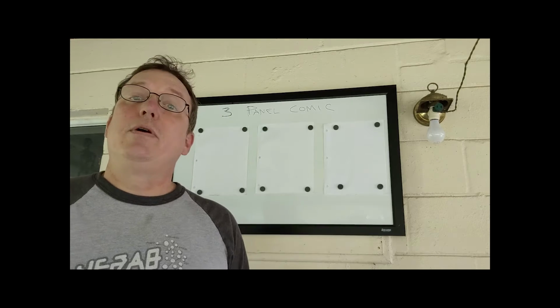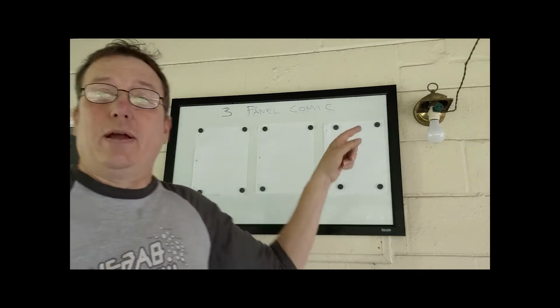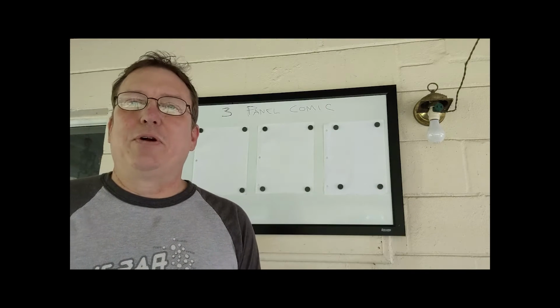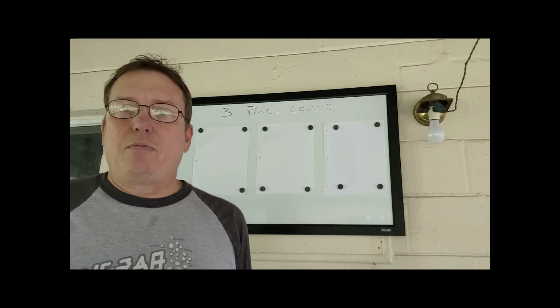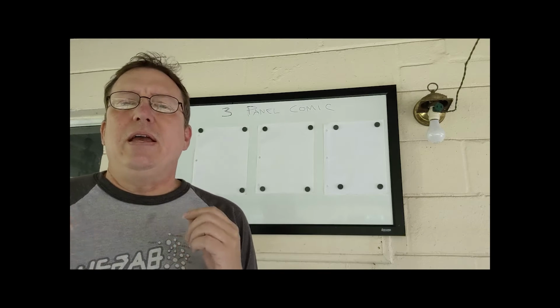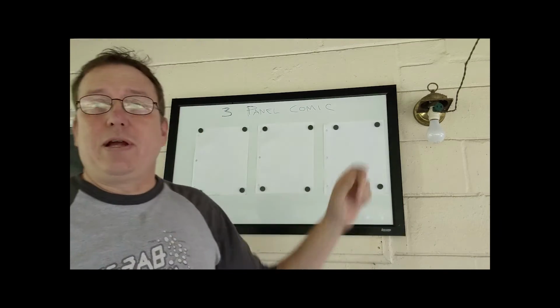Hello everybody, today we are going to discuss the 3-panel comic. 1, 2, 3. 3 panels. It can also be 4, but for our purposes today we're going to do 3. This is a classic form of comics that you'll see in your Sunday paper or your daily newspaper. It is likened to a play and it occurs in 1, 2, 3 acts.